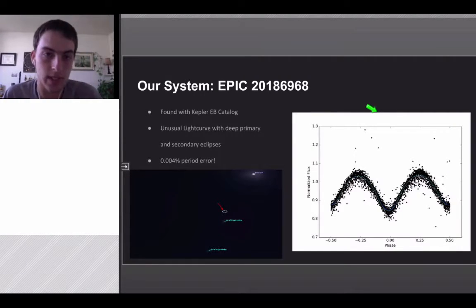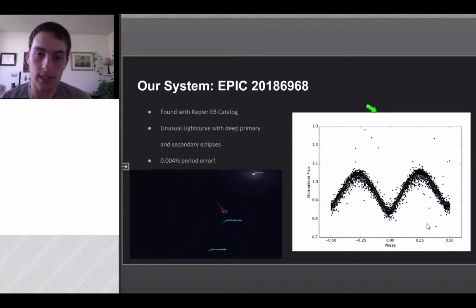So, more about our system. As I mentioned, it's known as EPIC 20186968. We found it using the Kepler Eclipsing Binary Catalog, which is a huge catalog that consists of all the eclipsing binary systems that have been found by the Kepler Space Telescope.